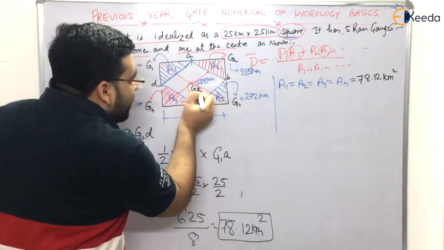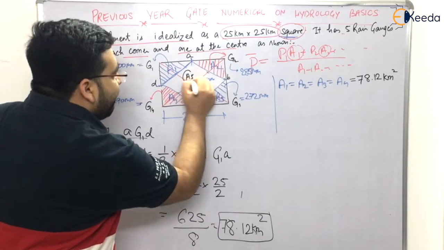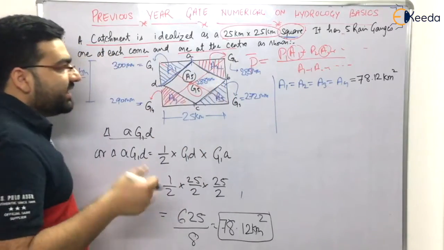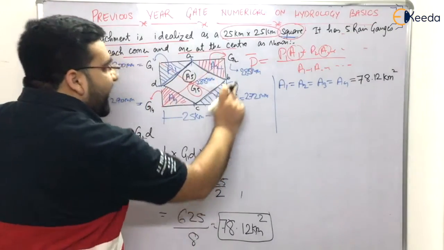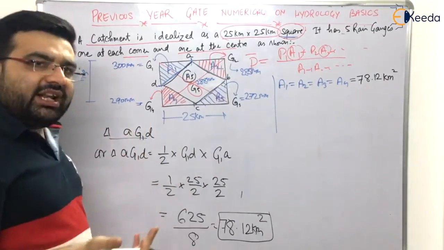Now what about this A5? Let us say the middle area is A5. This middle square is A5, right? It's my basic common sense that if from the total area I subtract these triangular areas, I will be getting the middle area. Simple.